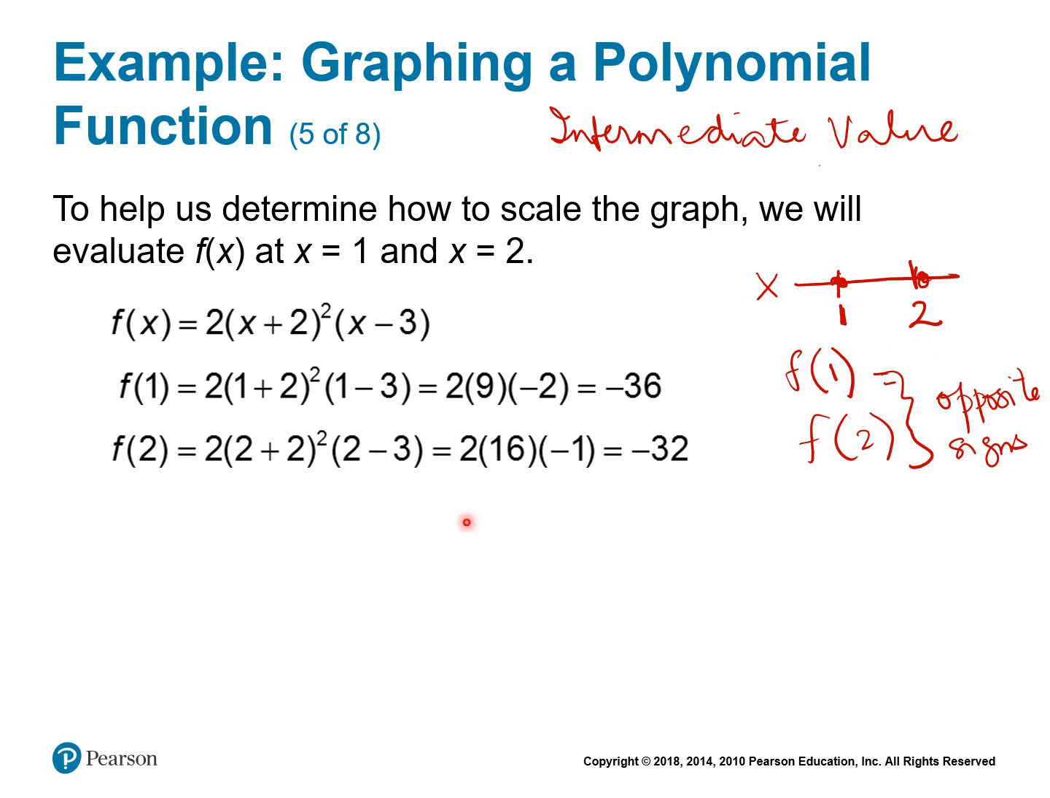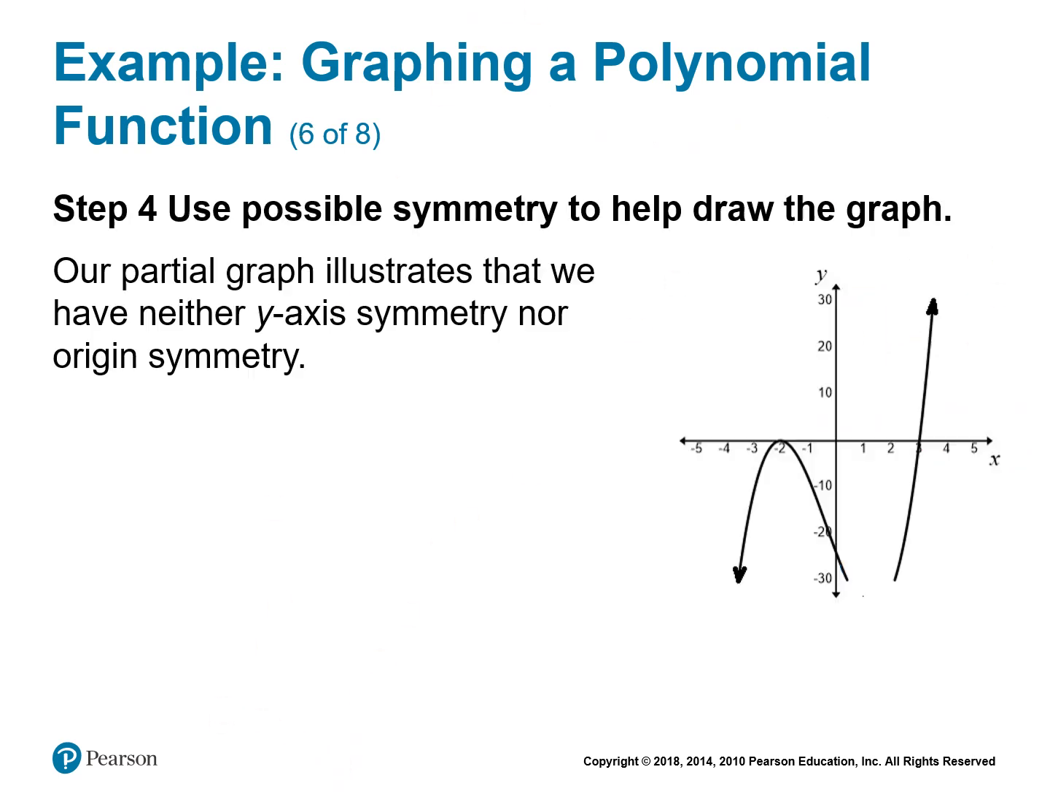So now let's look at the next slide. From the intermediate value theorem, we know now for sure that between 1 and 2, the graph is not going to go up to the x-axis by any means. It's going to linger in the negative y area. Okay, so step 4 says use possible symmetry to help draw the graph.